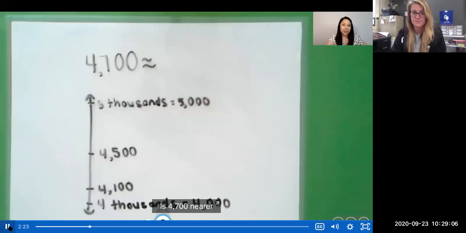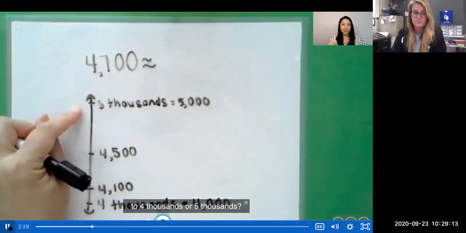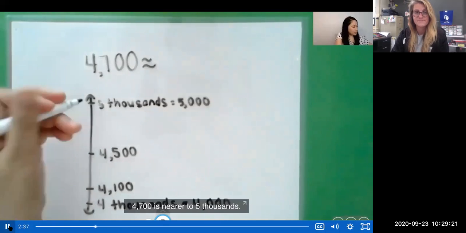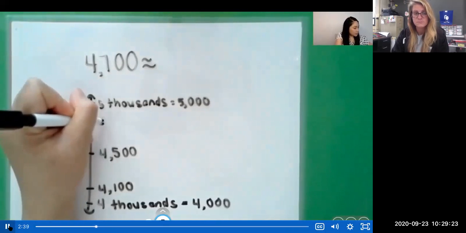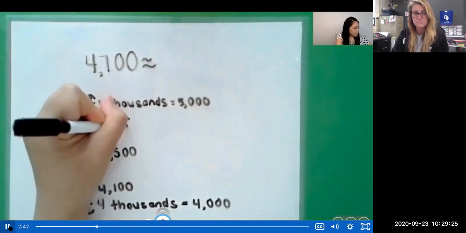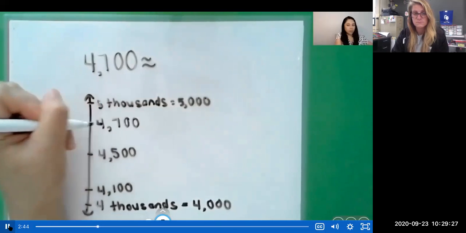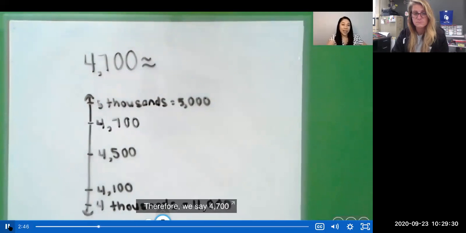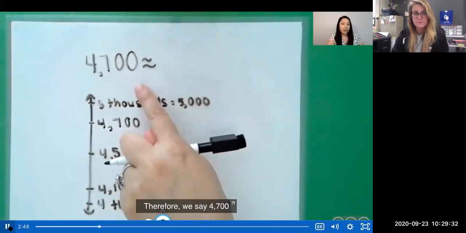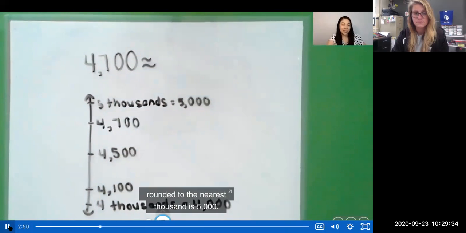Is 4,700 nearer to 4 thousandths or 5 thousandths? 4,700 is nearer to 5 thousandths. Therefore, we say 4,700 rounded to the nearest thousand is 5,000.